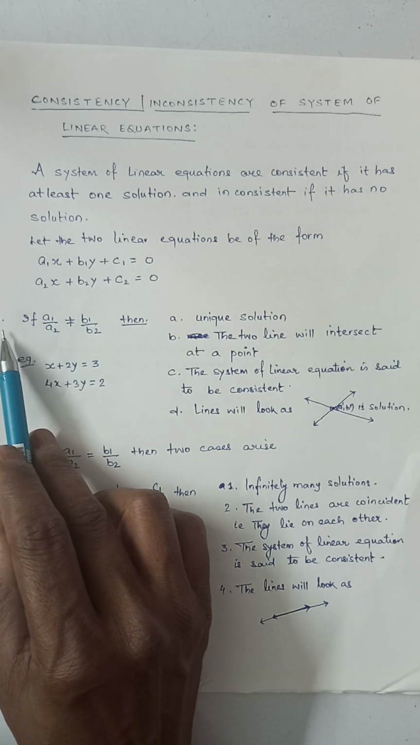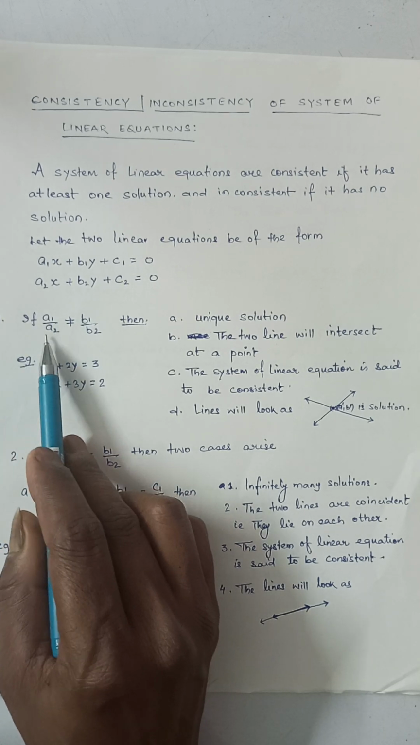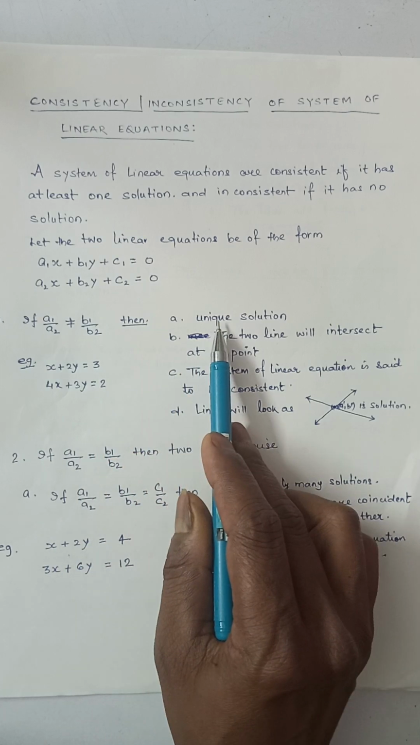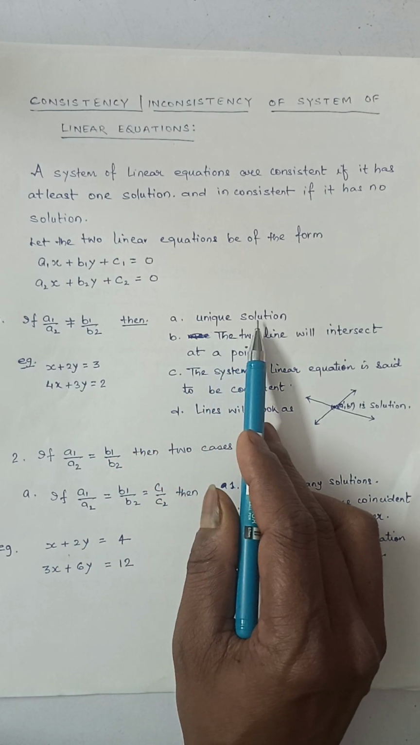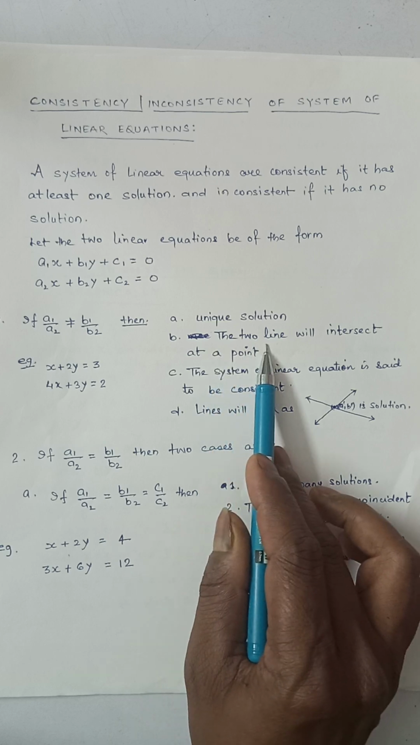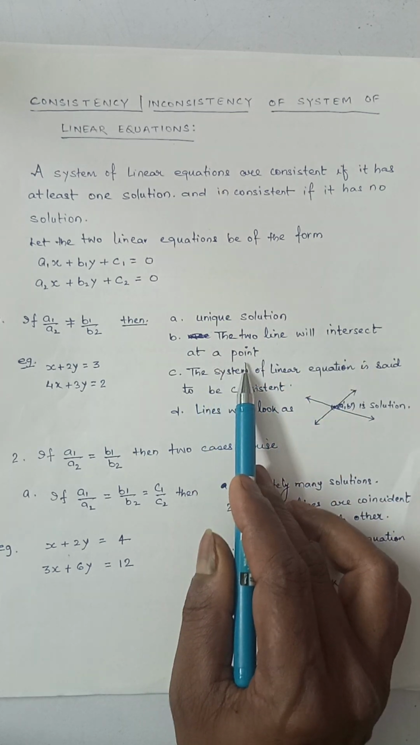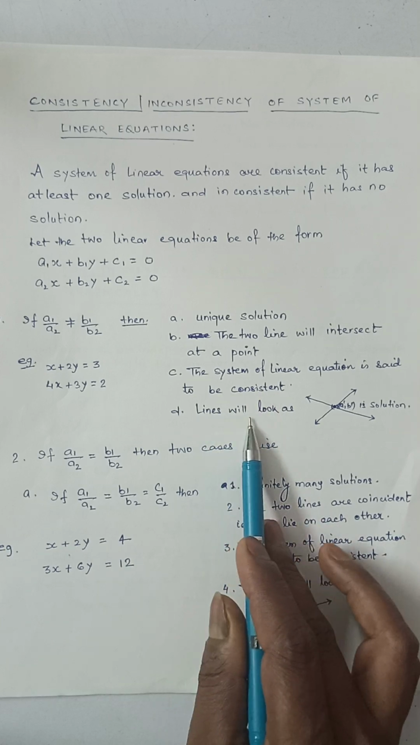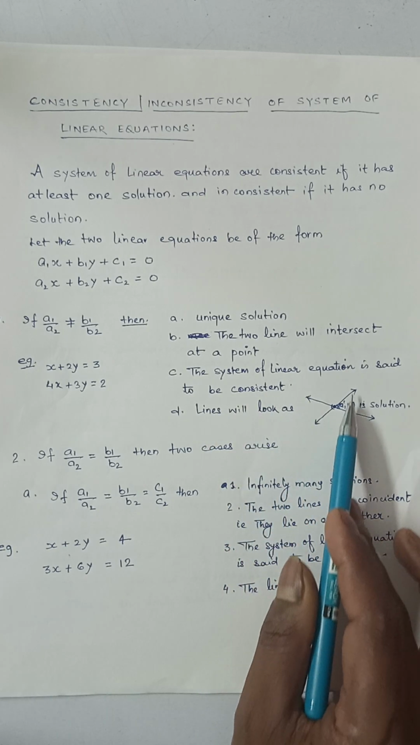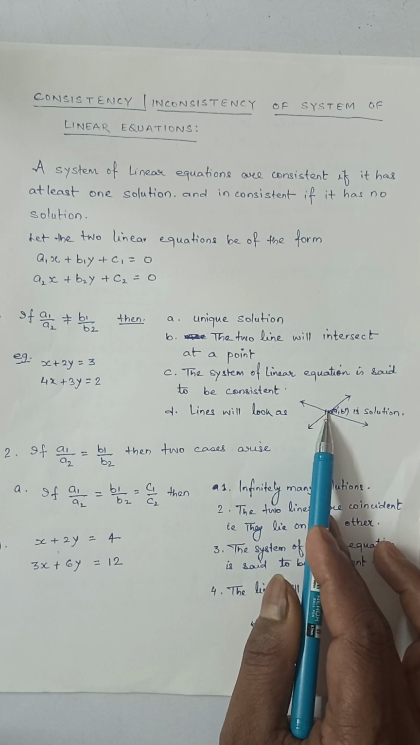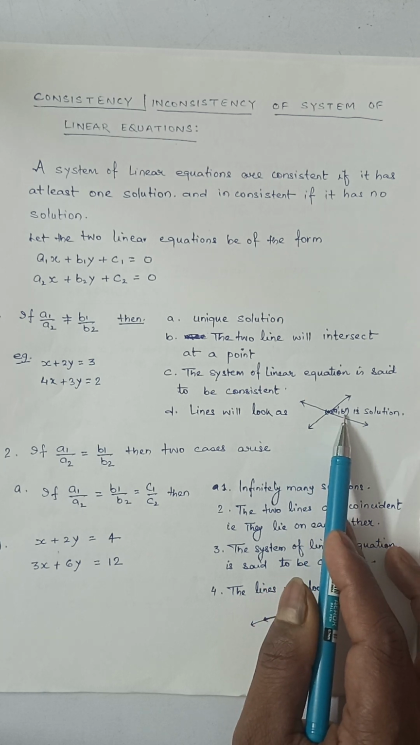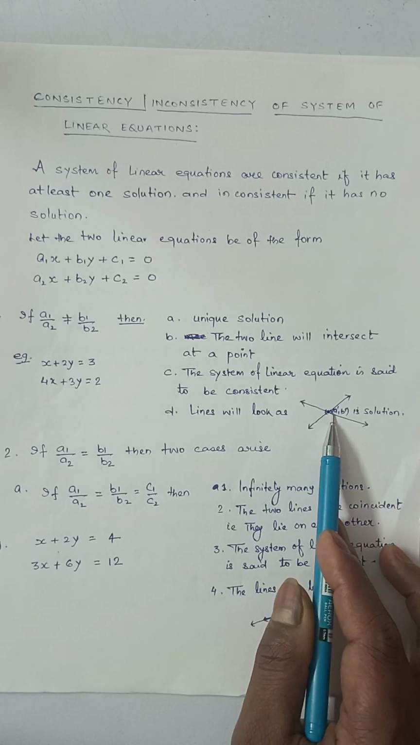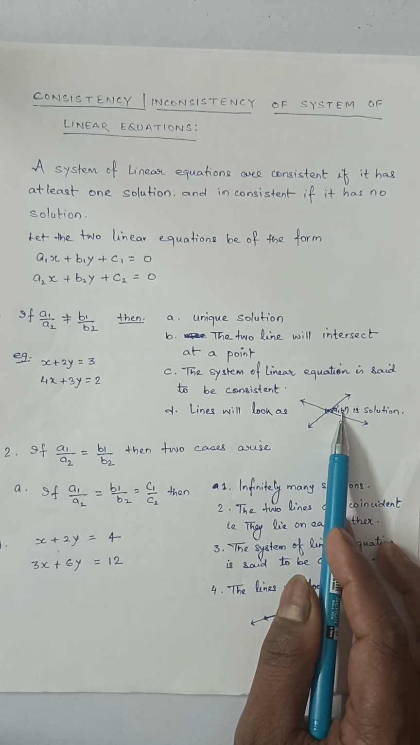Now the conditions arise. If a1 upon a2 is not equal to b1 upon b2, then the given system of linear equations will have a unique solution. The two lines will intersect at a point. The system of linear equations is said to be consistent and the lines will look like this. They are going to meet at a point. Let this point be a dash and b dash. So this a dash and b dash is the solution. X value is a dash and y value is b dash.